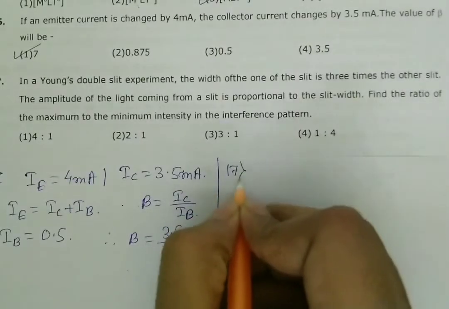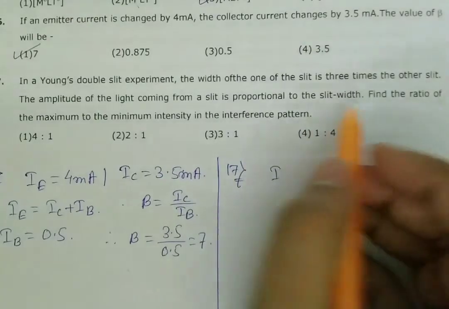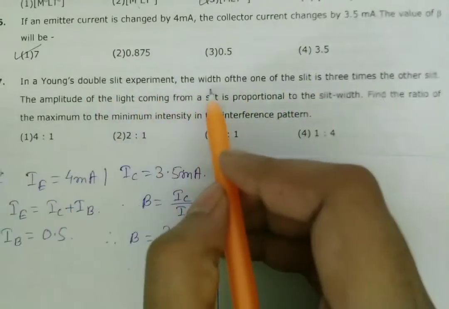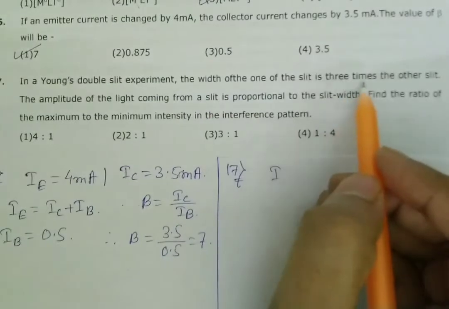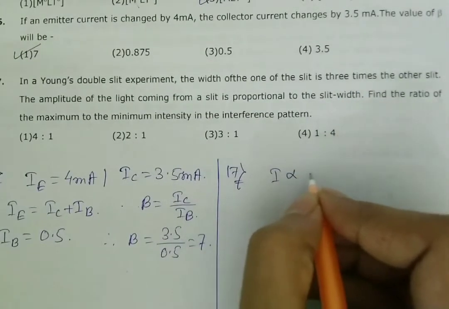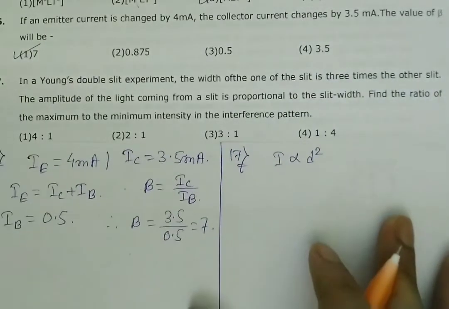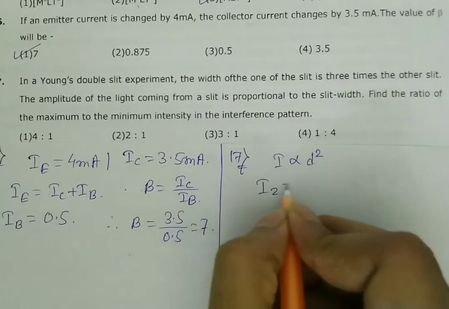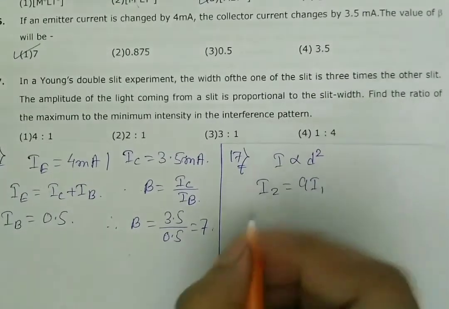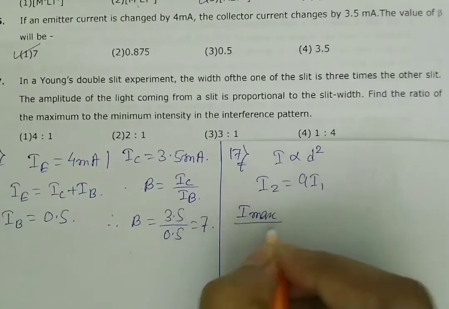Question number 17 is based on YDSE. In this question it is said that the width of one of the slits is 3 times the other slit, and we know that intensity is directly proportional to the square of the slit width. So we can say I2 will be equal to 9 I1, and we have to find the ratio of I max by I min.